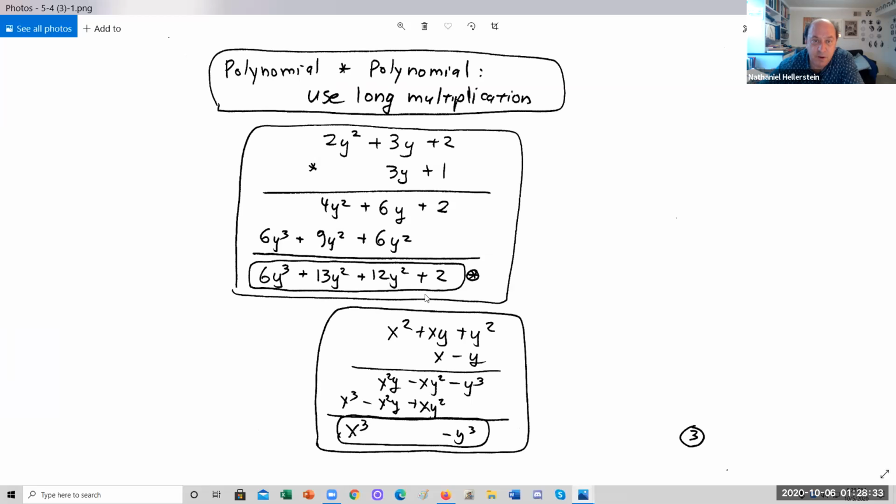Polynomial times a polynomial. So here we're going to use long multiplication, sort of like grade school multiplication, only you don't have to borrow or carry. So here we go. 2y squared plus 3y plus 2, that times 3y plus 1. First, I'll multiply 1 times each of these. Oh, dear.